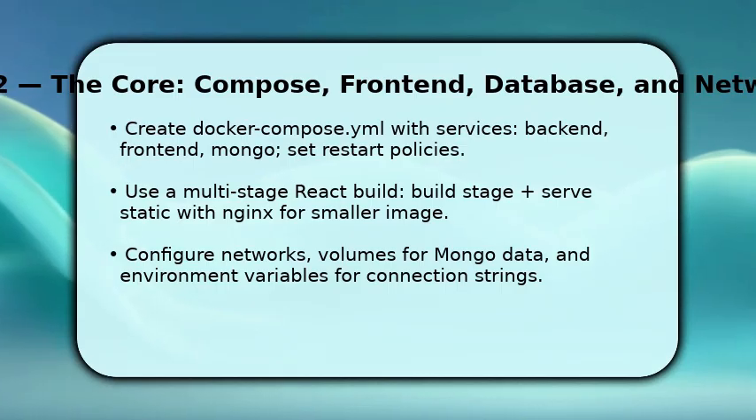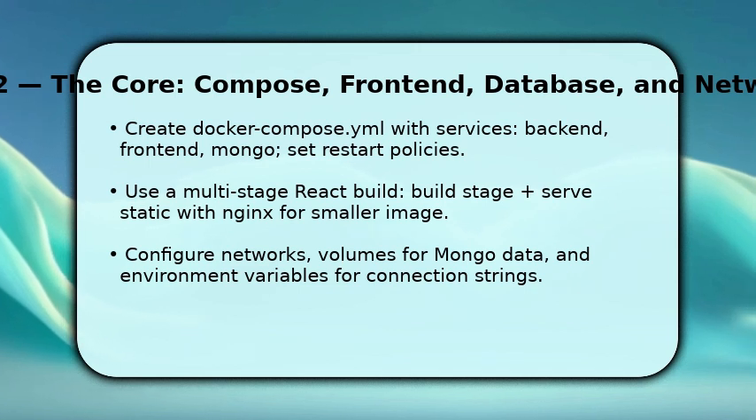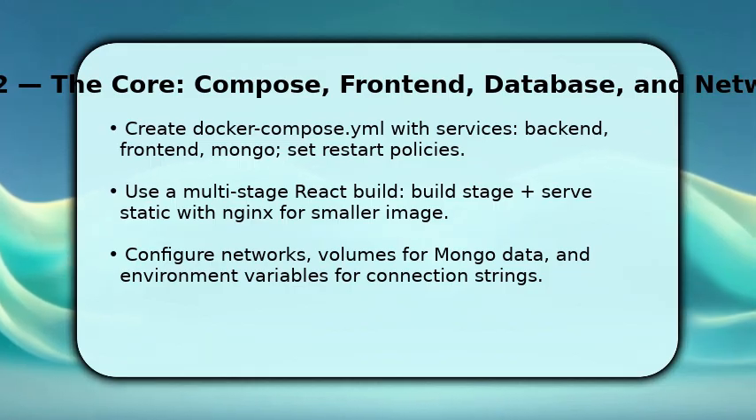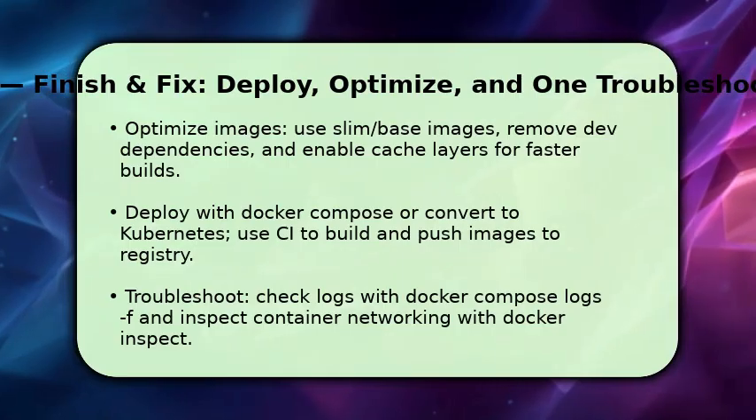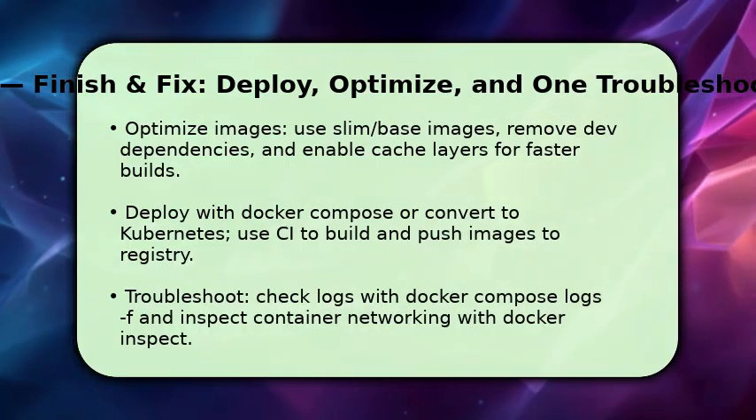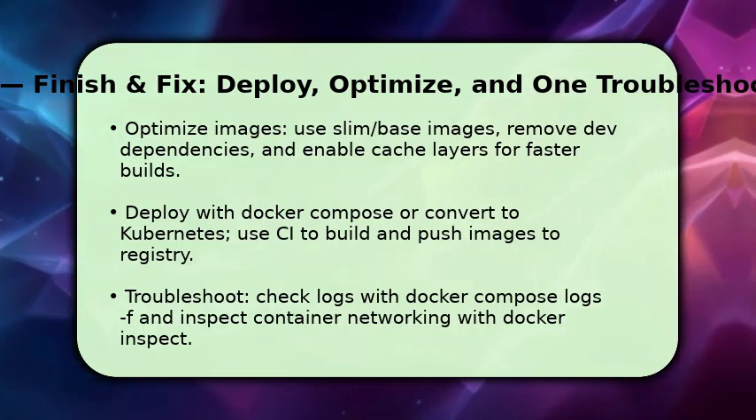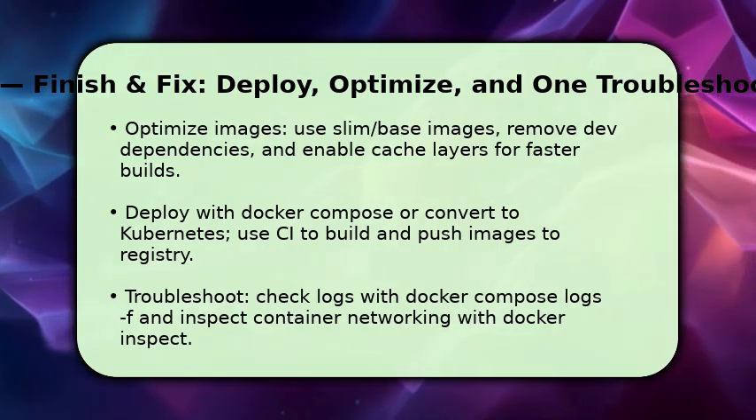Once Compose is defined, run docker compose up --build and confirm the backend can reach Mongo via the service name as host. Finish by optimizing and deploying the stack so it runs reliably. Reduce image size with slim bases and multi-stage builds, strip dev dependencies, and leverage layer caching. For deployment, either use Docker Compose on a server or push images to a registry and orchestrate with Kubernetes.